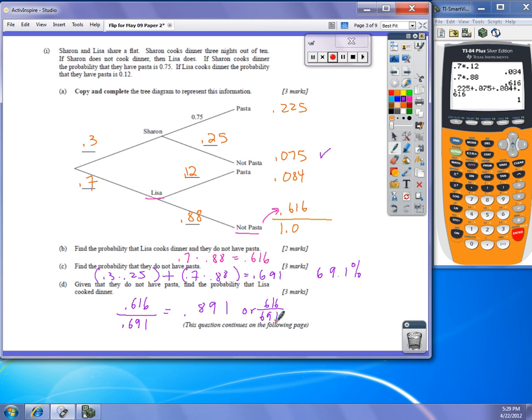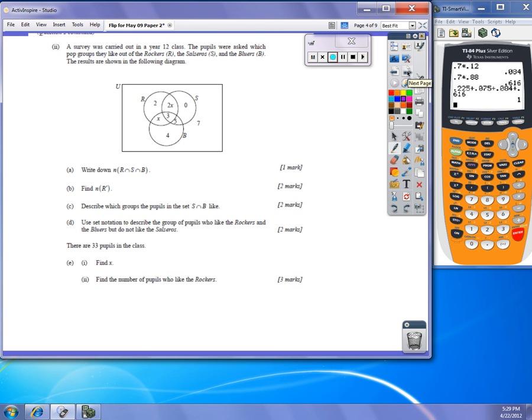Okay, question 2 is continued on the next page, and we have another one of our favorite Venn diagrams. We've got a year 12 class. That's you guys. What pop group they like: the Rockers, the Salseros, and the Bluers. Okay, those are really lame names. Okay, write down the number. Remember that little n stands for the number of elements of R intersection S intersection B. So that's right in the middle.